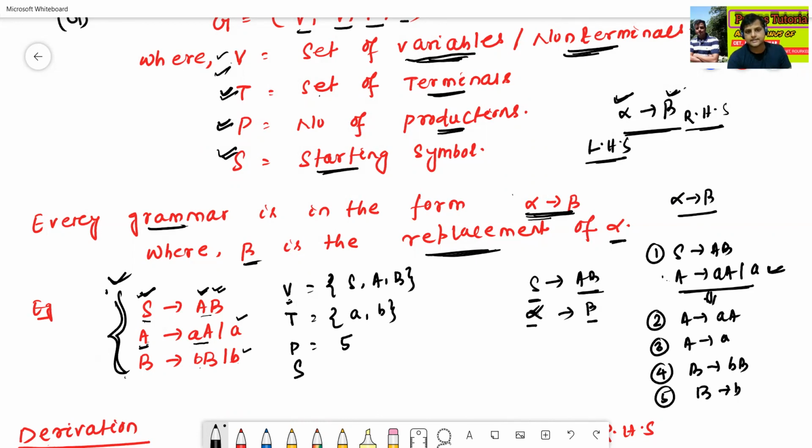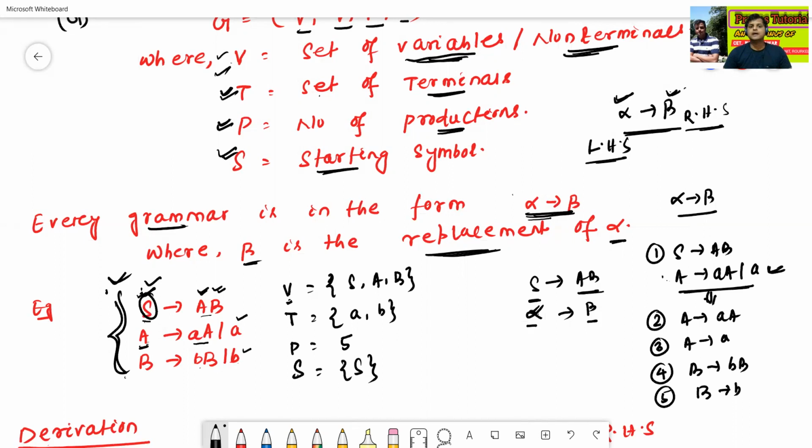Then S. S is the starting symbol, or we can say the initial symbol. Here the initial symbol is called S. S is equal to the initial symbol, or starting symbol.